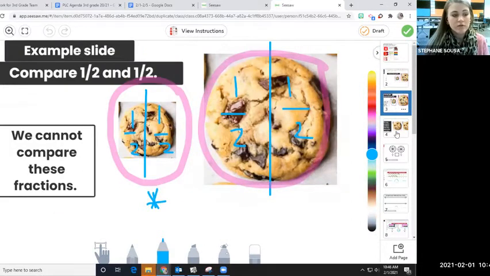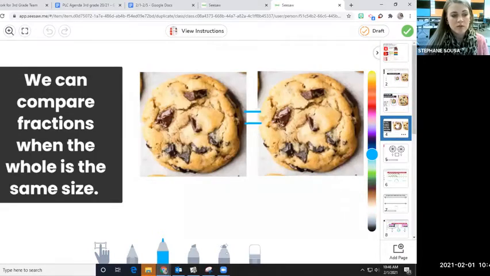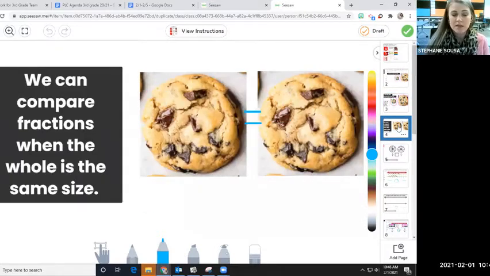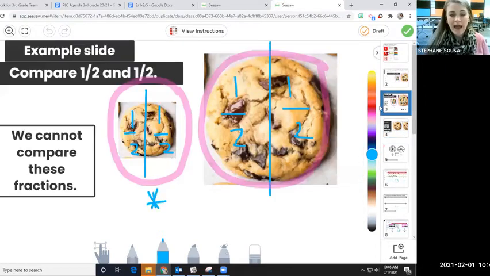Slides 3 and 4 are the visuals that Ms. Renelle shared in the video, reminding you that the whole must be the same size in order for the fractions to be equal, okay? 1/2 of a smaller object is not the same as 1/2 of a larger object, even though they're both 1/2. The size would be different.